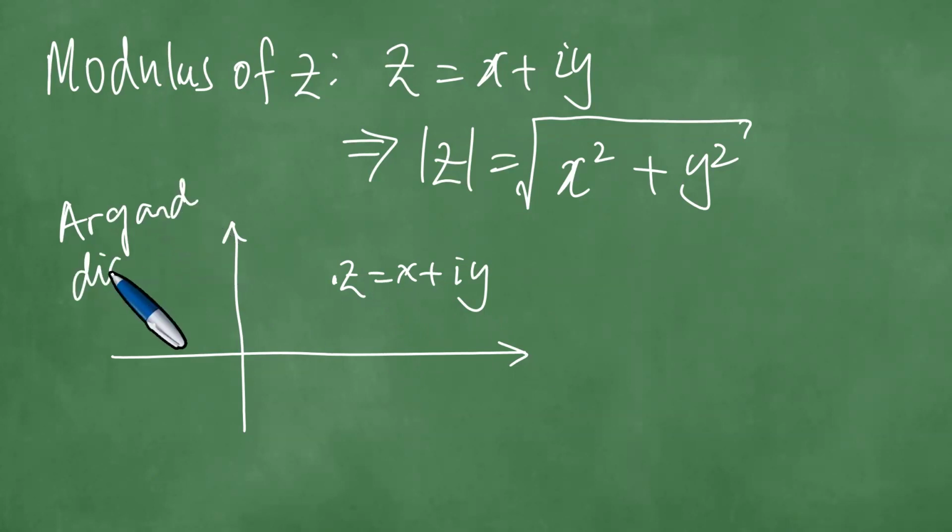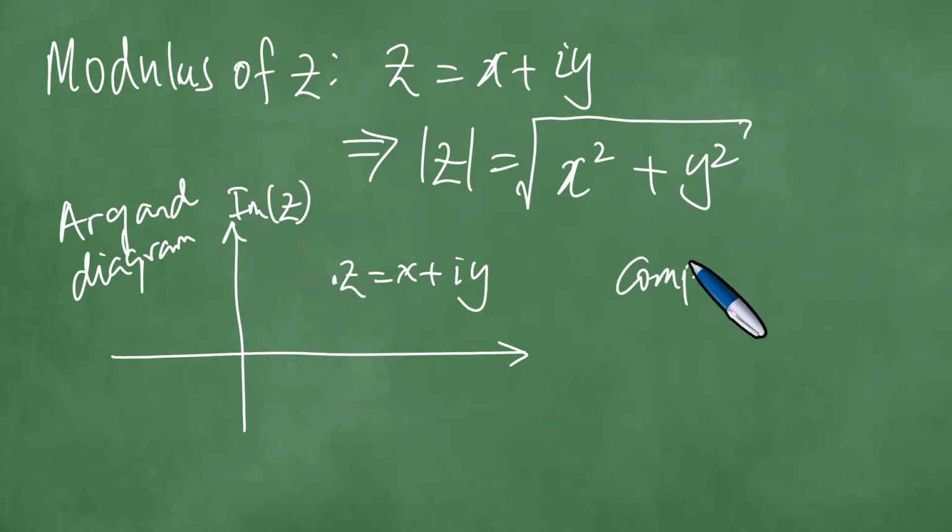It's called the Argand diagram. What is the Argand diagram? Well, the Argand diagram is the complex plane. The Argand diagram represents what we call the complex plane, and it's very important we note this.